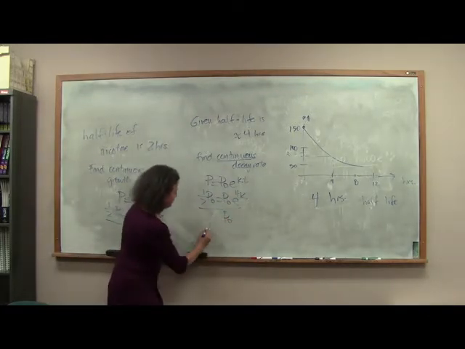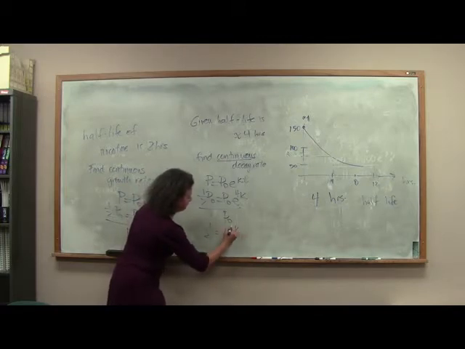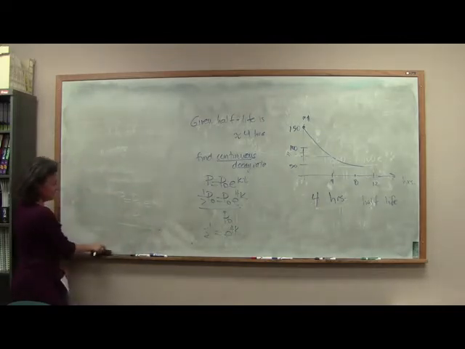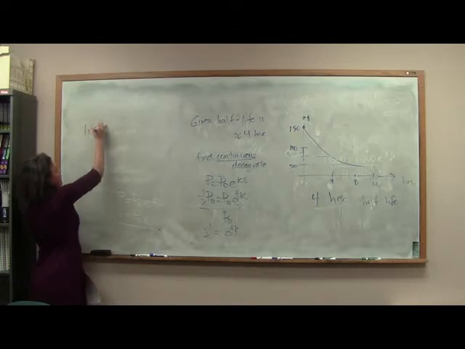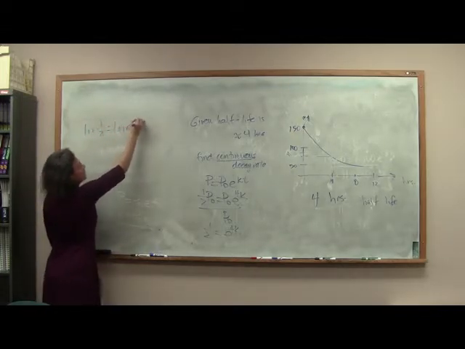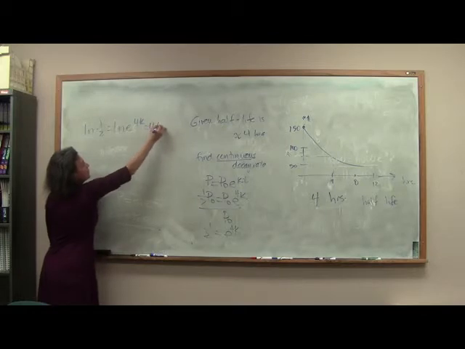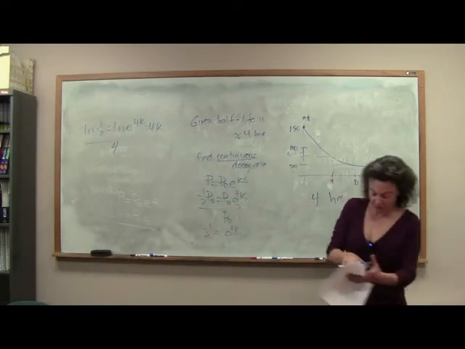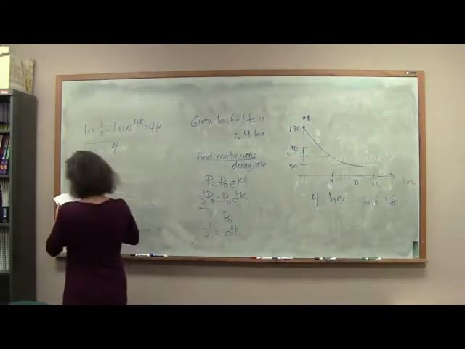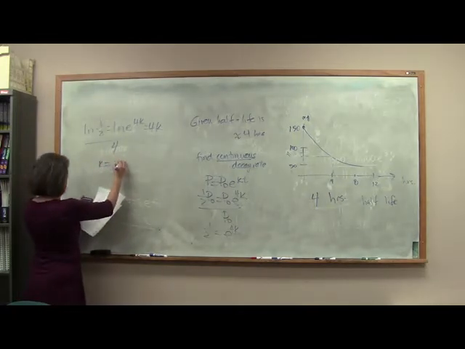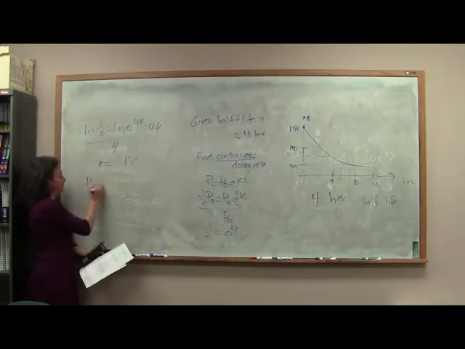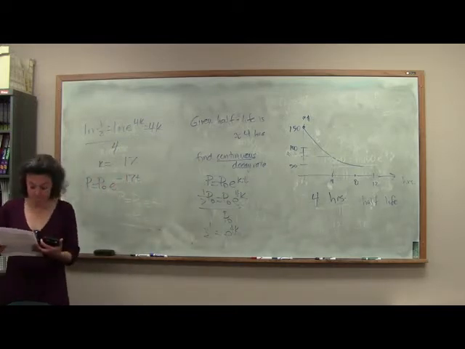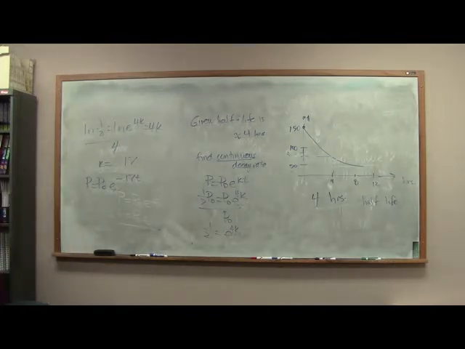Again, divide both sides by P sub 0. And we can certainly find our value of k. Again, the natural log of 1/2 is the natural log of e to the 4k, which is 4k. Divide both sides by 4. So we get the natural log of 0.5 divided by 4. We're going to get k to be about negative 0.17. Alrighty.